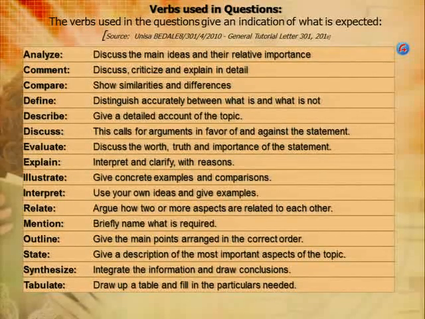Synthesize means you have to integrate the information and draw conclusions. In other words, there might be a little bit of information in the beginning, then there might be some in the middle, and there might be some in the end. Then you have to take all of it, put it together, and you might have to draw your own conclusion. And then tabulate will be when they ask you to draw a table, and you have to fill in what is needed, the particulars that are needed. So that's just in short the words.